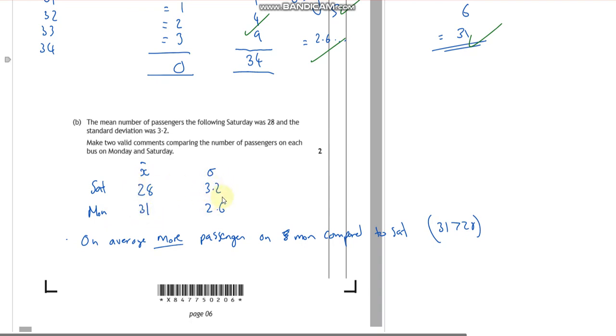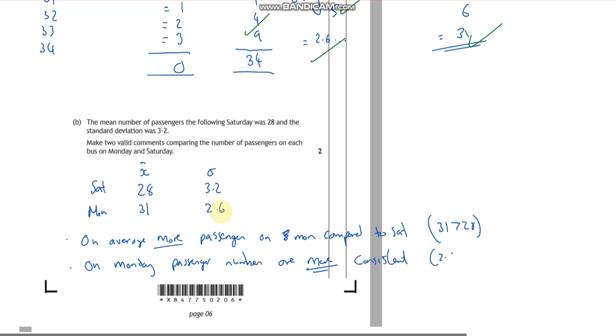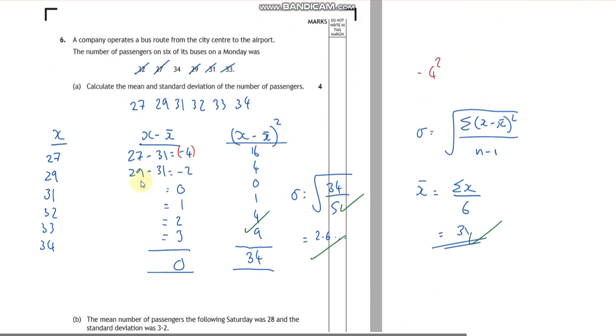This one's a little bit more confusing. The standard deviation here is smaller on a Monday. And what that means is, on a Monday, passenger numbers are more consistent. The smaller that standard deviation, 2.6 is less than 3.2, because the smaller the standard deviation, the more consistent your numbers are.